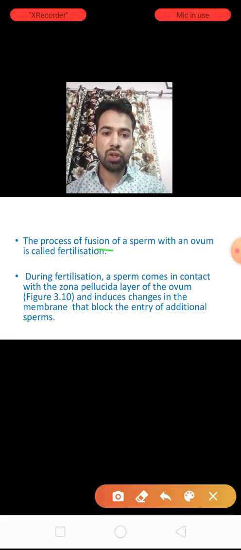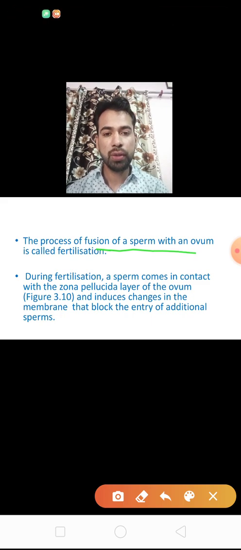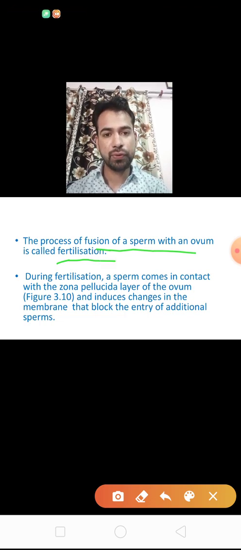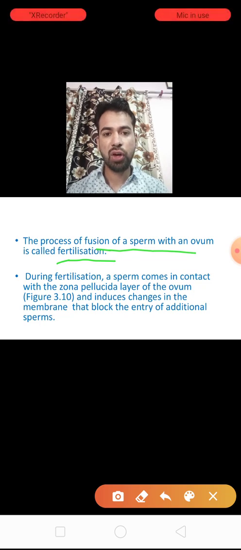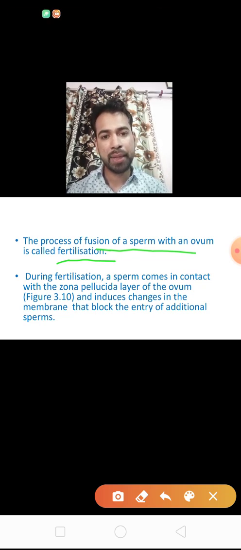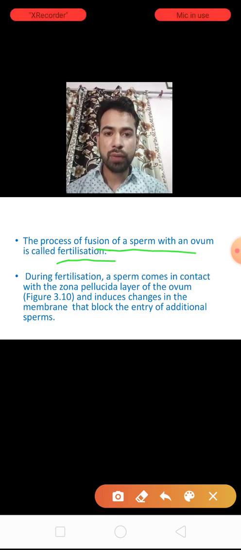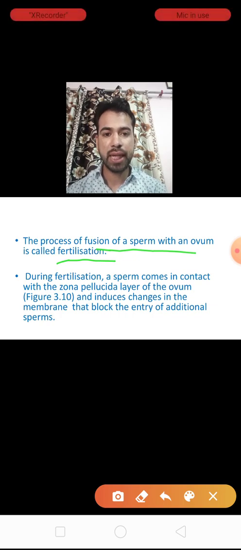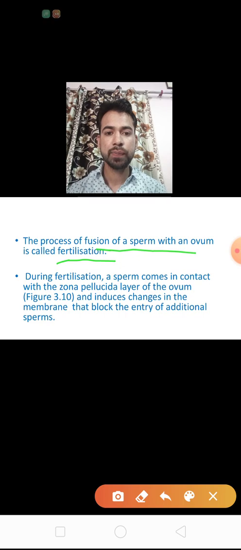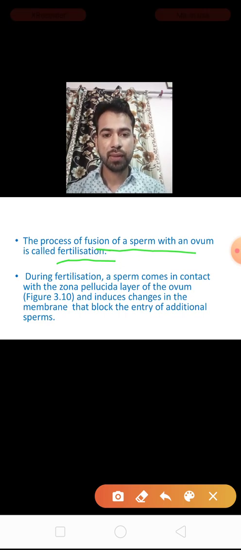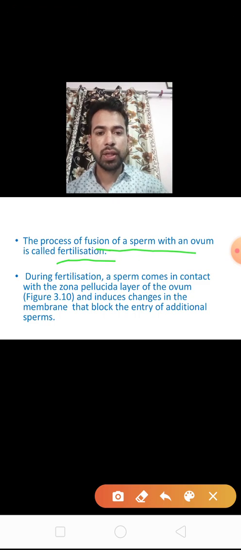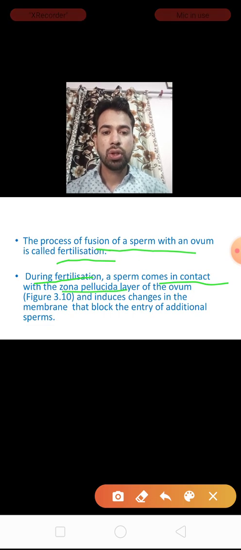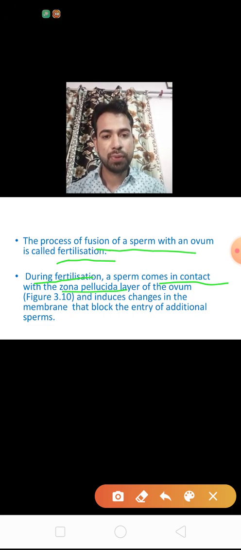Children, I repeat, the process of fusion of a sperm with an ovum is called fertilization. Now you have got what I am saying. Fertilization is the fusion of the sperm, the male gamete, and the ovum, the female gamete, to form a zygote. Clear? See here, during fertilization, a sperm comes in contact with the zona pellucida layer of the ovum.